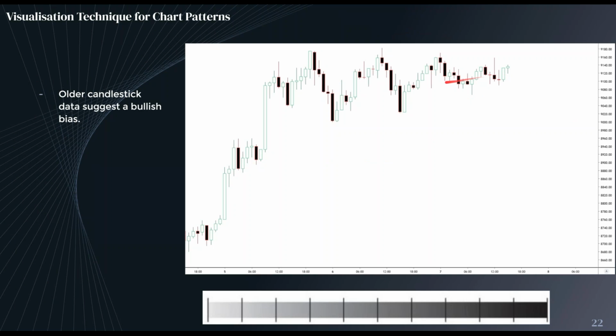If we look at the data over here, we can see that it suggests a bullish bias. In this example, I'm going to go a bit more into the battle analogy I was explaining. We've got two armies waging war. The bodies of the white candles represent the bull army. The bodies of the black candles represent the bear army. The chart represents the battlefield. Both armies are trying to get into each other's territory.